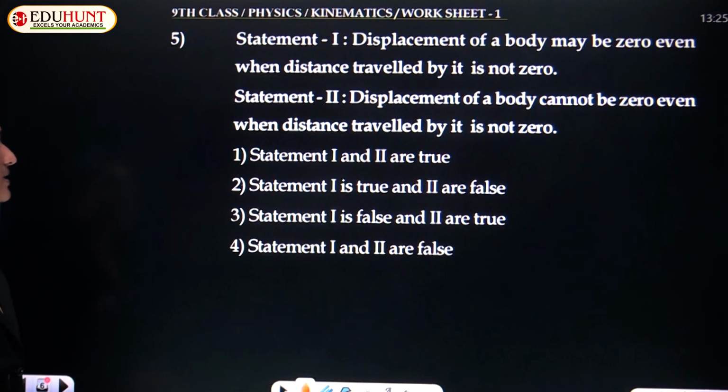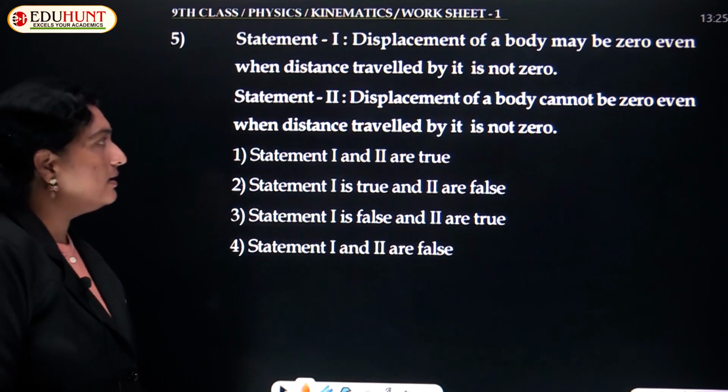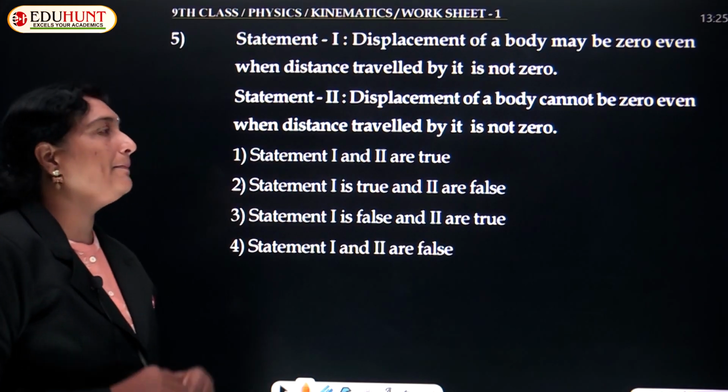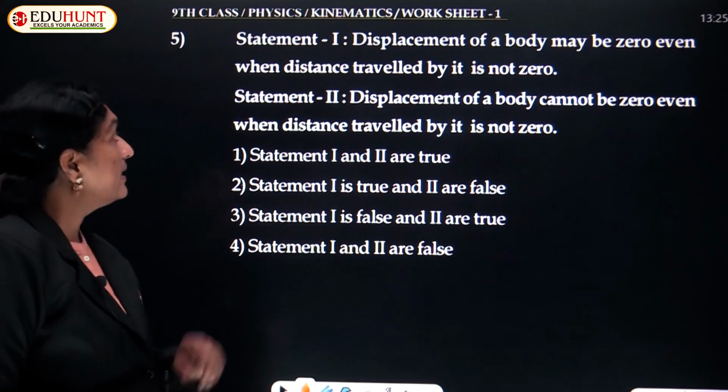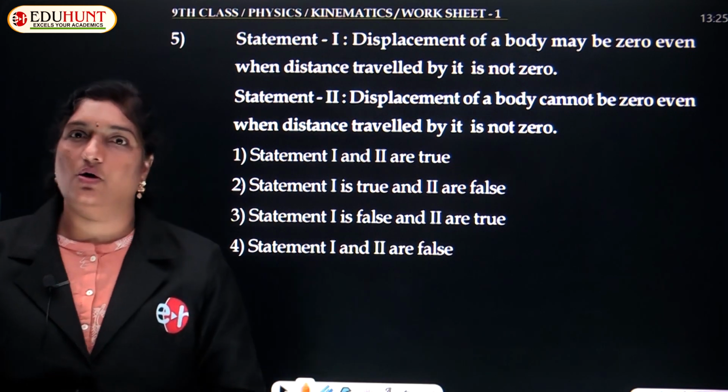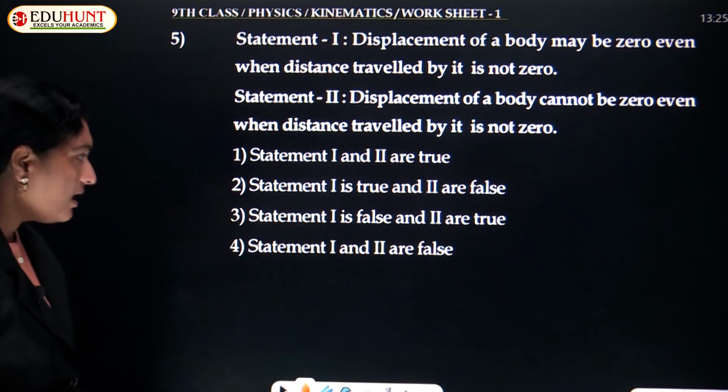So, moving ahead with the next one, fifth question, statement 1. Displacement of a body may be 0. Of course, even when distance travelled is not 0. Is that possible, children? Of course.